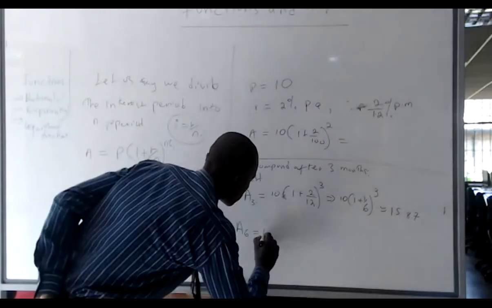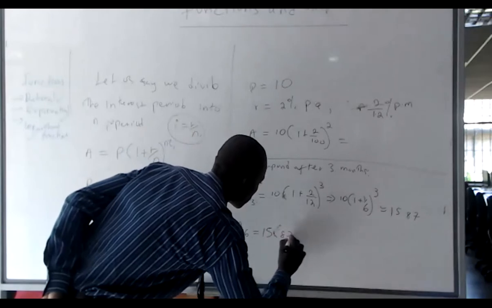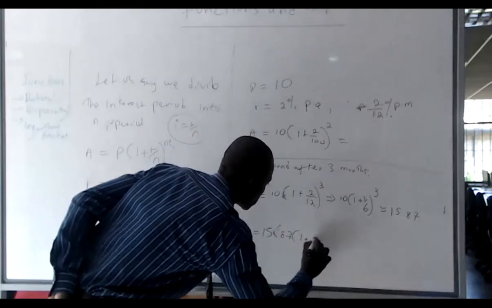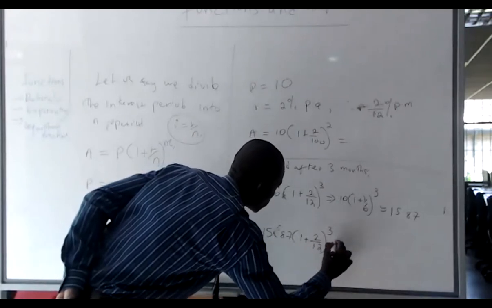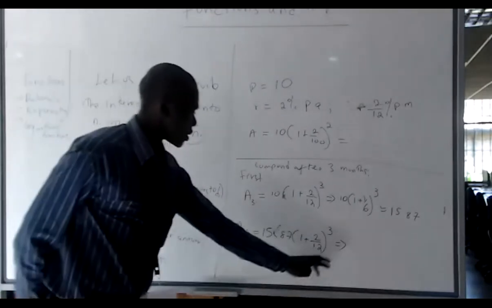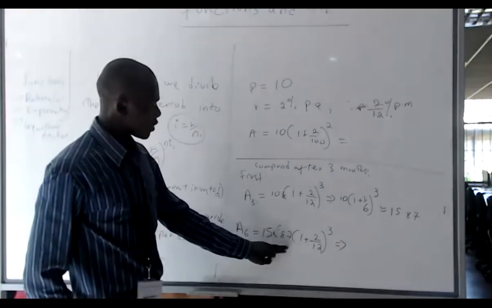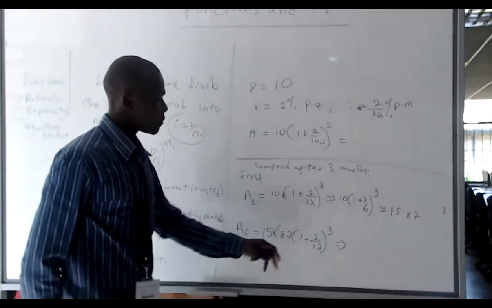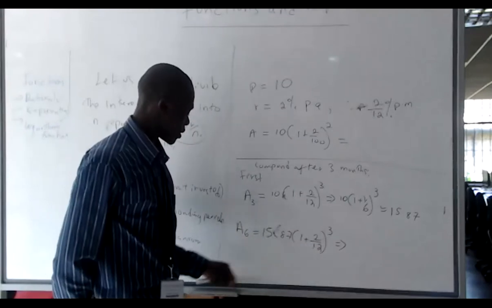So you take 15.87 multiplied by 1 plus 2 divided by 12, cubed. What does this give you? Now I use this 15.87 as the principal to compute the amount for 6 months.